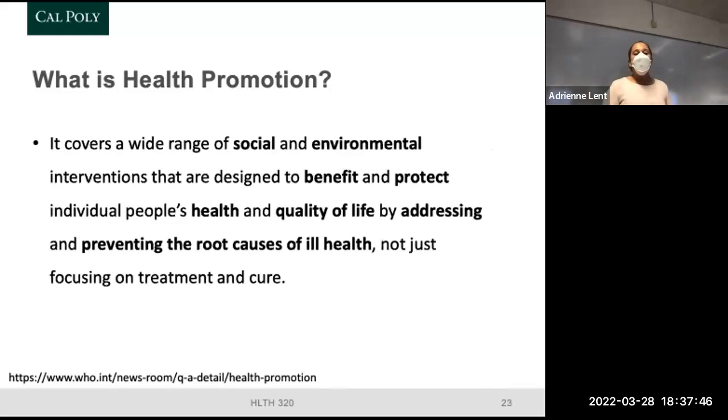It covers a wide range of social and environmental interventions that are designed to benefit and protect individual people's health and quality of life by addressing and preventing the root causes of ill health, not just focusing on the treatment and the cure, right? In public health and health promotion, we're really focused on addressing the root causes of health issues that we see, right? And not so much on just that treatment and that cure piece.